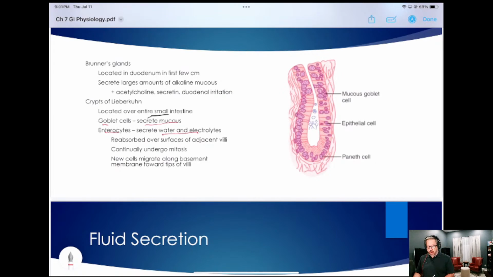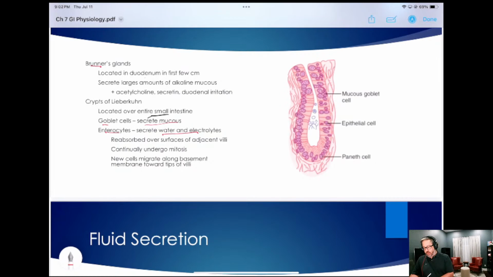Enterocytes secrete water and electrolytes. Remember, we have to have sodium and we reabsorb it back in. So if we don't have enough sodium in our food that we're eating, we can add sodium in from the cells in this area to allow that transport to happen. And obviously, because we know we make liters of the stuff a day, we reabsorb most of it.